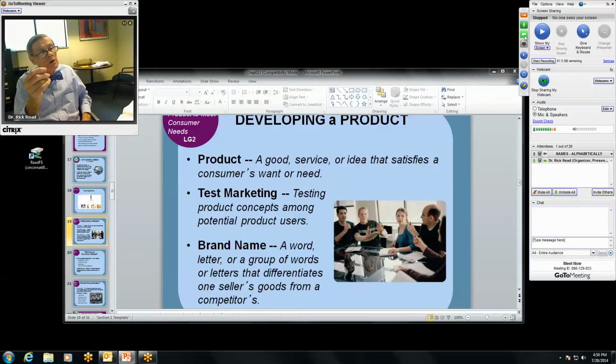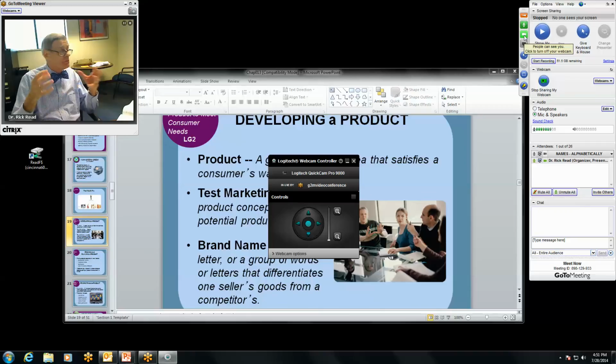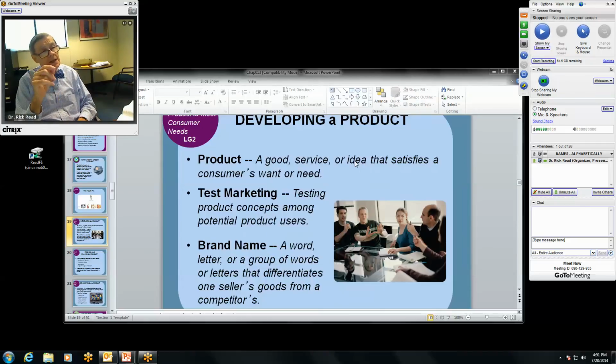The very difficult thing to do is developing a product. Product is a good or service. It's an idea where we think, and I'm saying we being a mythical company, we are going to satisfy a need or a want for the consumers. Test marketing is exactly what it says it is. You're taking a product or an idea or a service into a specific area that is designated as a test market because it meets a number of different parameters.